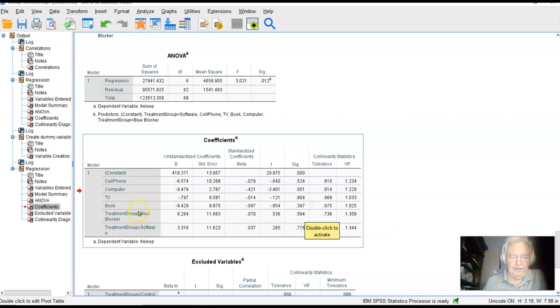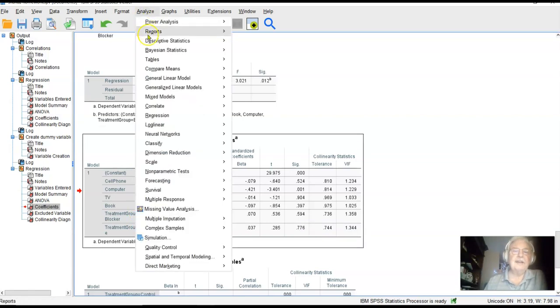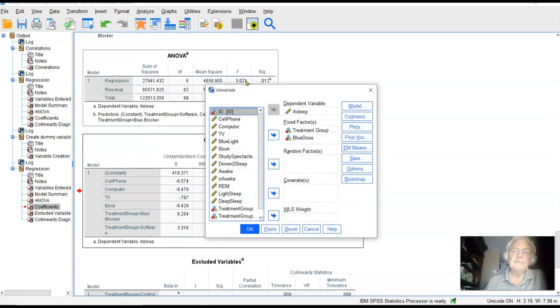But there's a better, more convenient way of doing analysis of variance. We're going to do general linear models, because this is a general linear model. The regression was a general linear model. We're going to do univariate, and we're going to do sleep, and we're going to do treatment group.